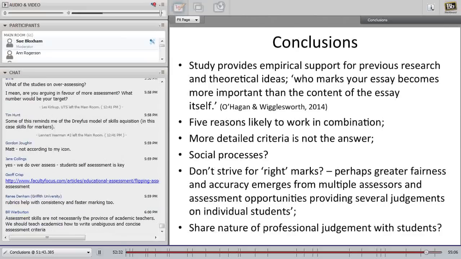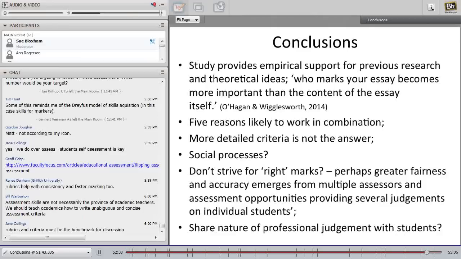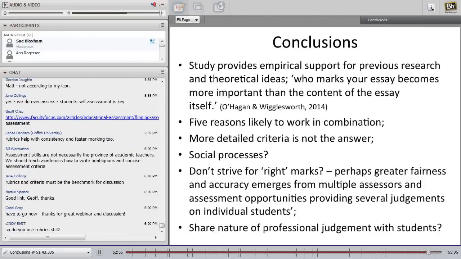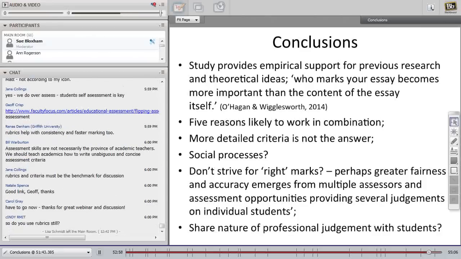Should we still have the goal of the right mark, Ellen asks. It's tricky, isn't it? It's really tricky. Julia says, isn't it more about justifying the mark given? I think that's a useful point, really. Explain to students why you think it's the mark that you've given, rather than saying that this is the exact mark that everybody else would give.